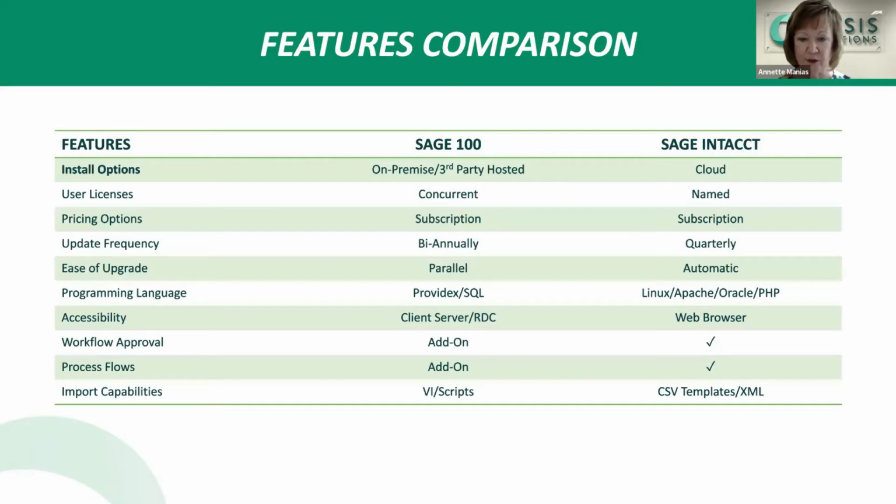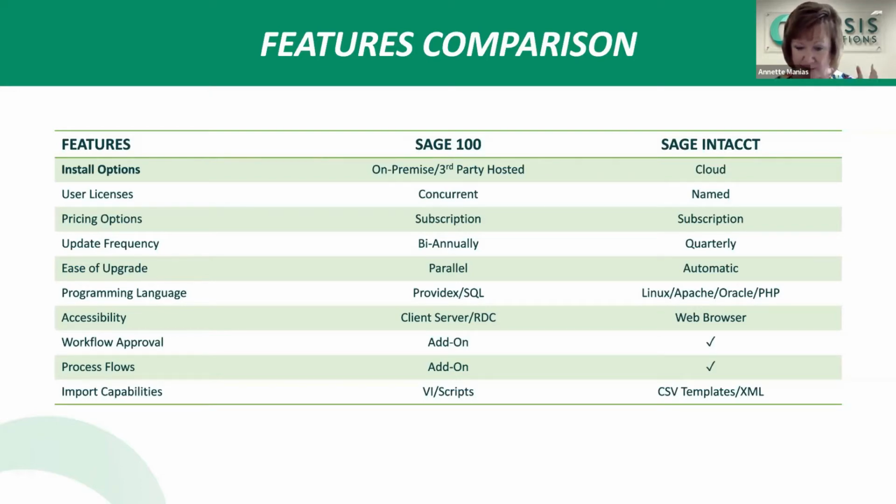Again, this is a feature comparison, some side by side. I'm not going to go through each one of these. You guys can read them. But a couple of things I wanted to point out: of course, we talked about Sage 100 being on-premise or hosted and Intacct as cloud. On the user licenses, we get this question, not a lot, but we do get it: what does concurrent mean? With Sage 100, if I buy 5 licenses, I can have 10, 15, 20 people in security there, but only 5 at a time. Whereas with Sage Intacct, if I buy 5, it's named, it's 5. So you can't go beyond that 5.